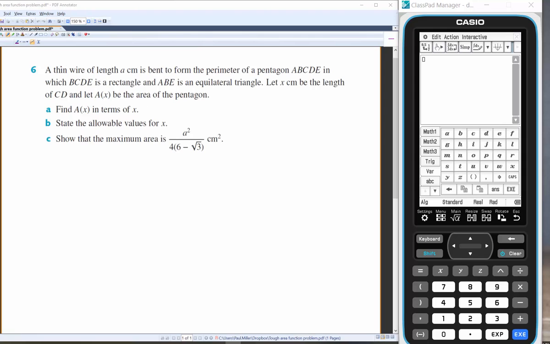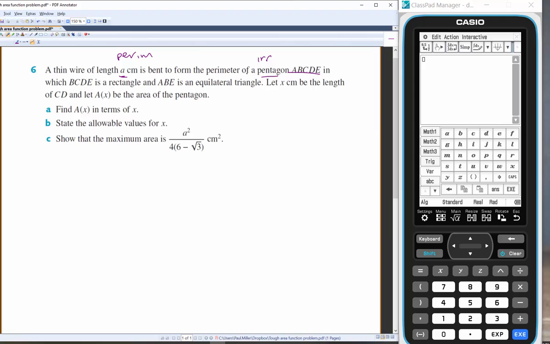Pretty brutal area problem this. We've got a thin wire of length A centimeters, so we've got that as the perimeter. It is bent to form the perimeter of a pentagon. That's an irregular pentagon as well, as we'll see in a sec.